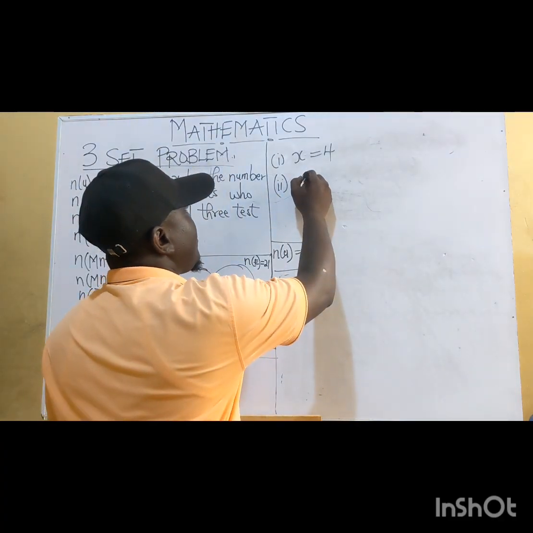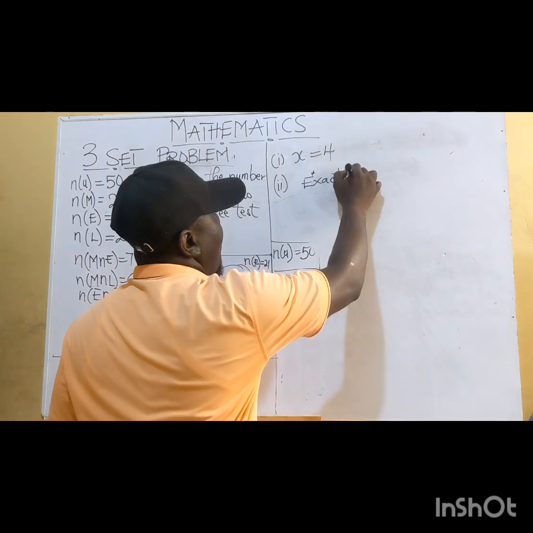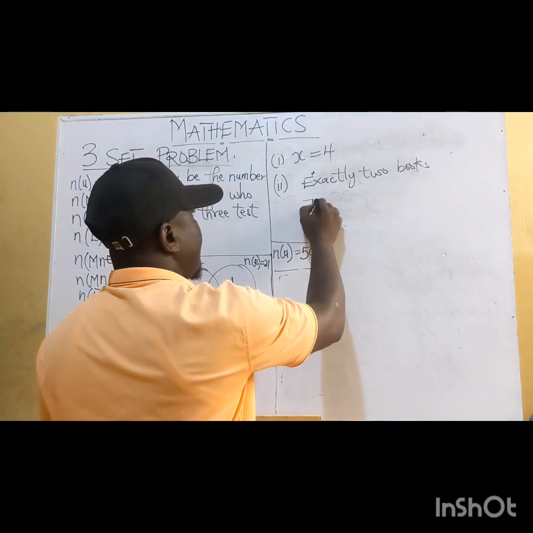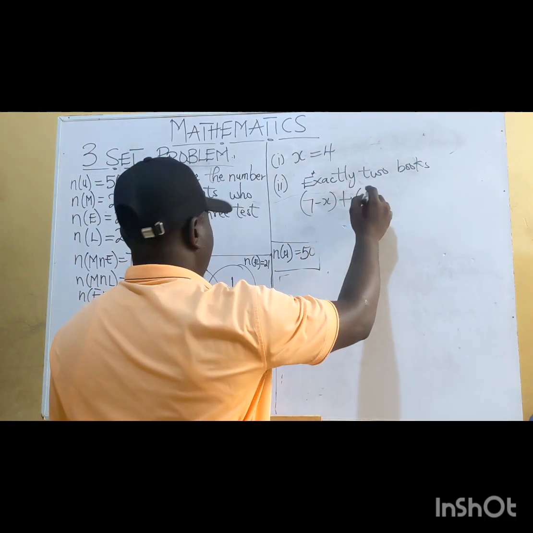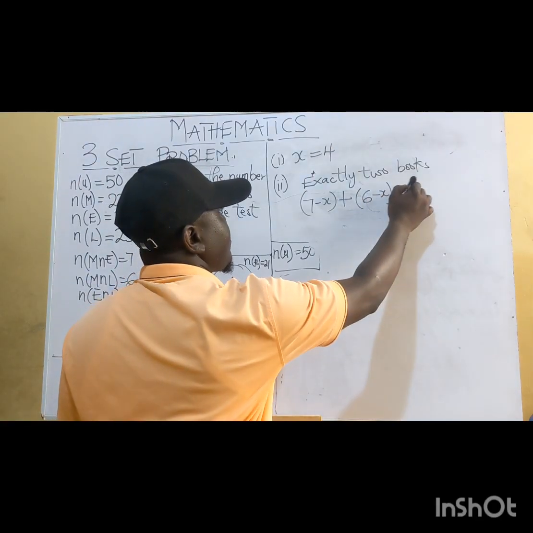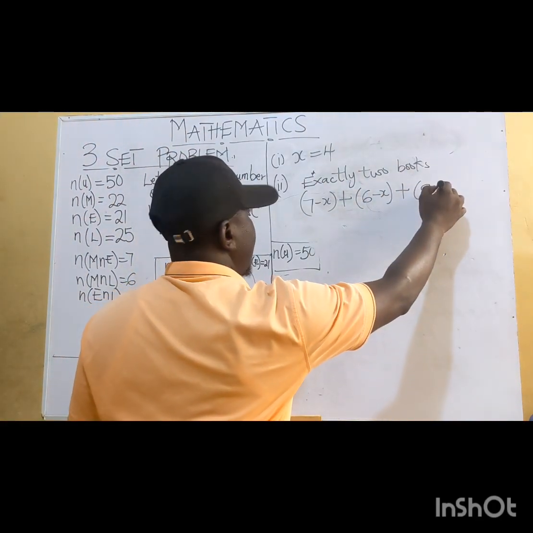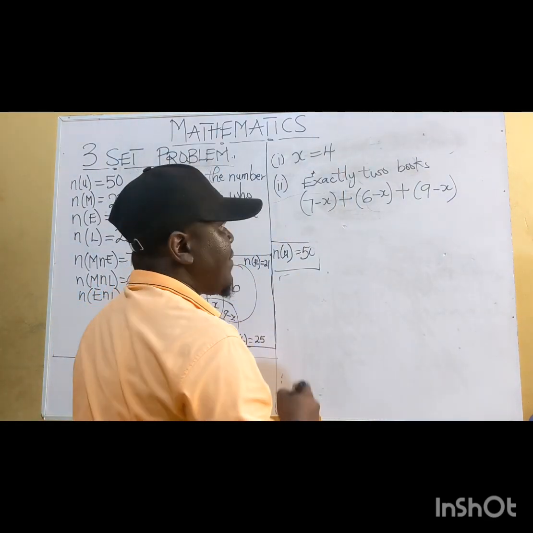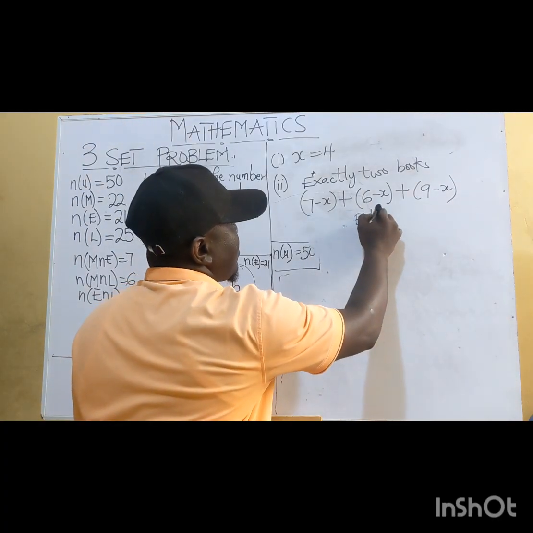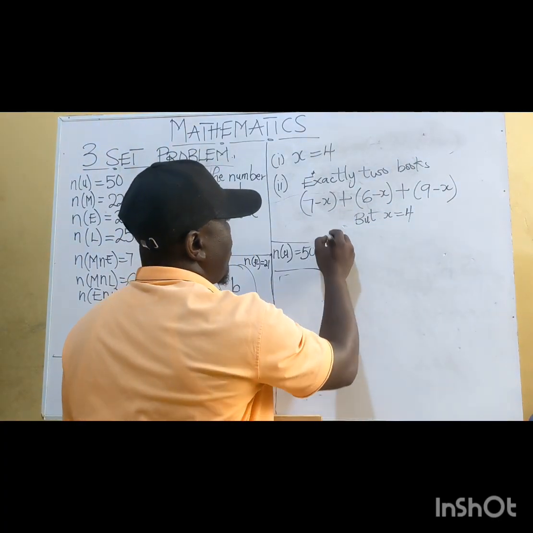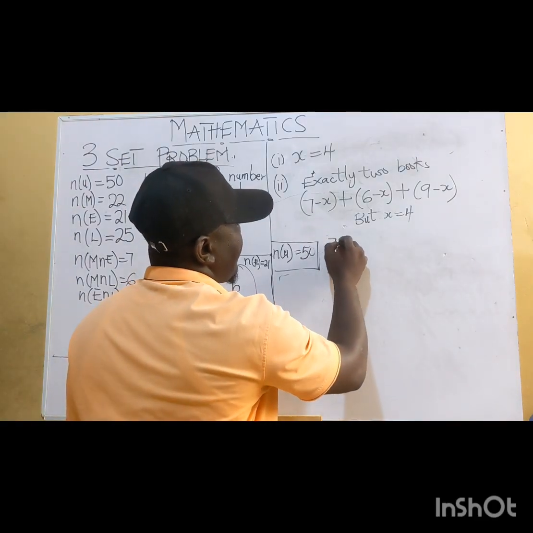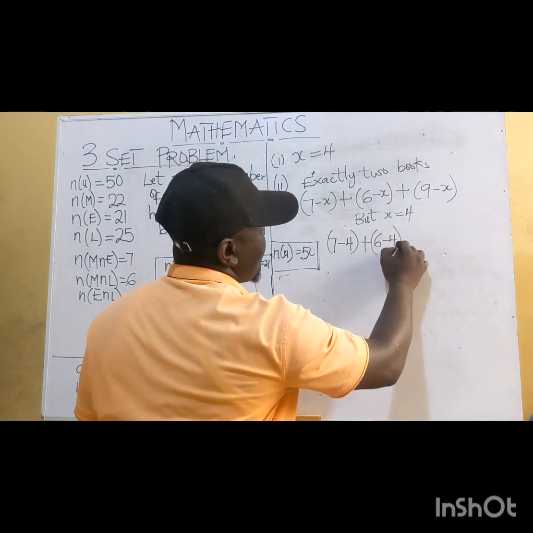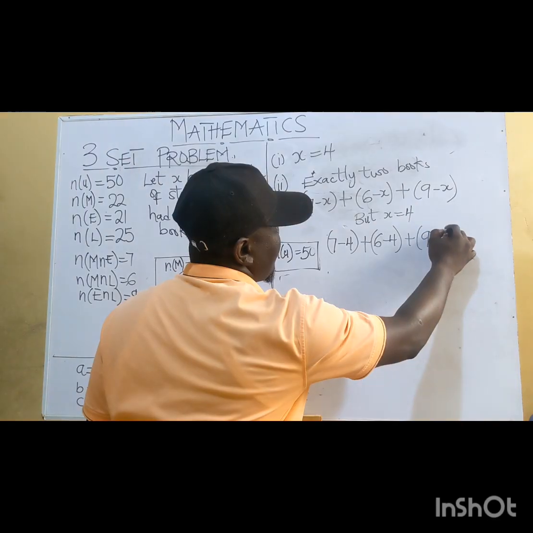So we are going to have exactly 2, we are going to have 7 minus x plus 6 minus x plus 9 minus x. Okay, remember our value for x is 4. So we do the substitution. But we know that x is equal to 4. Therefore, we are going to have 7 minus 4 plus 6 minus 4 plus 9 minus 4.